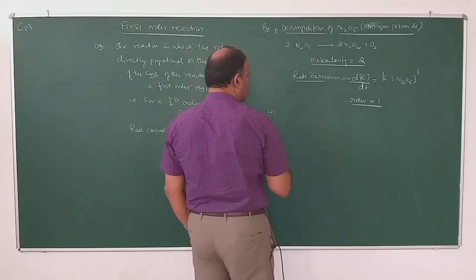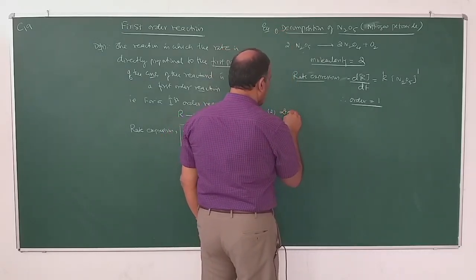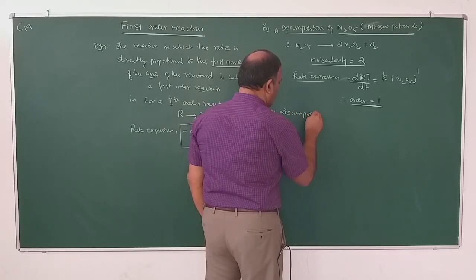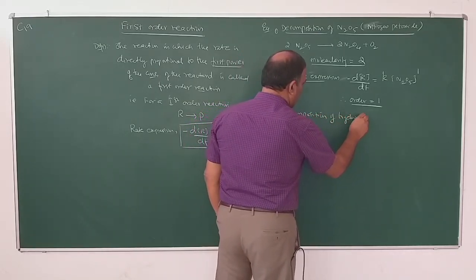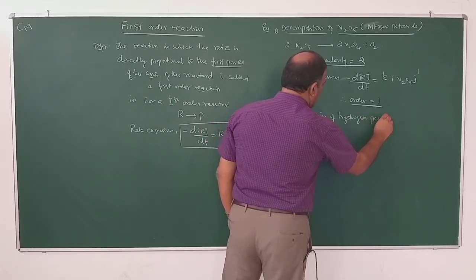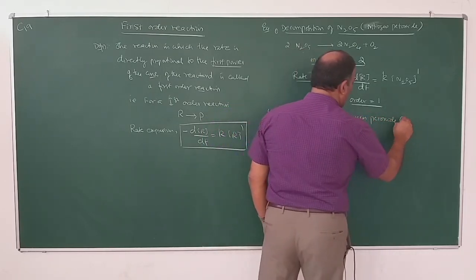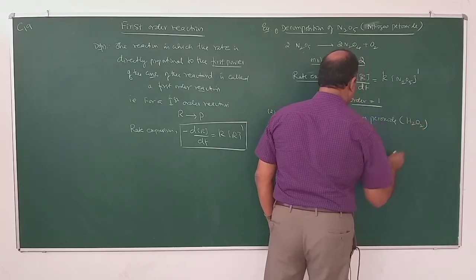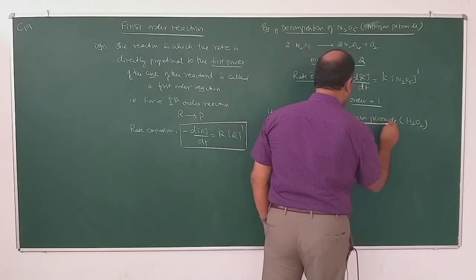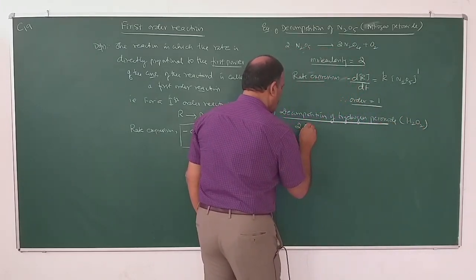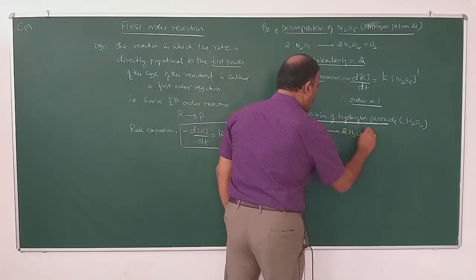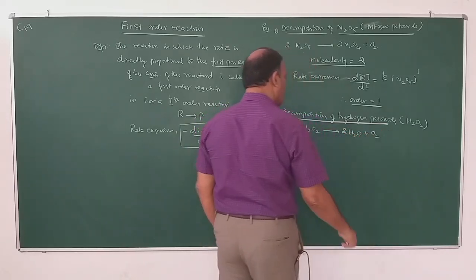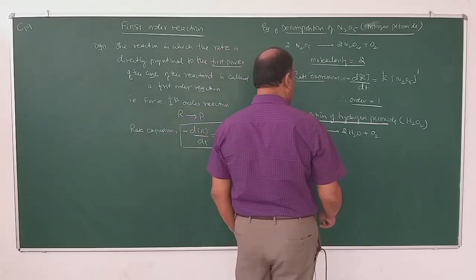Second one, decomposition of hydrogen peroxide. What is the formula of hydrogen peroxide? H2O2. So 2H2O2 gives 2H2O plus O2. So this is the reaction.